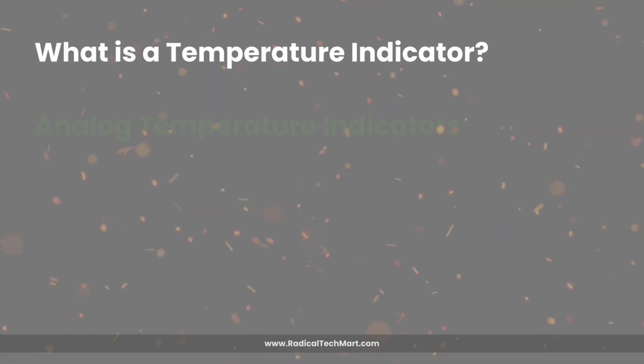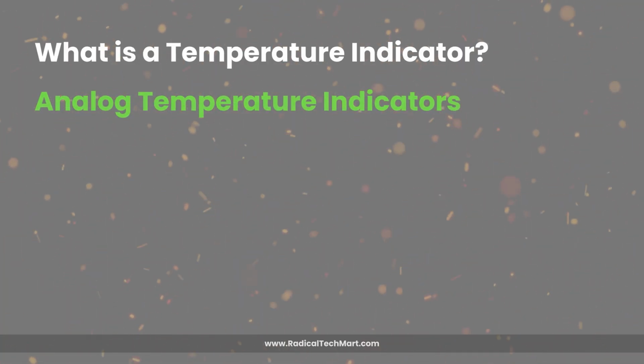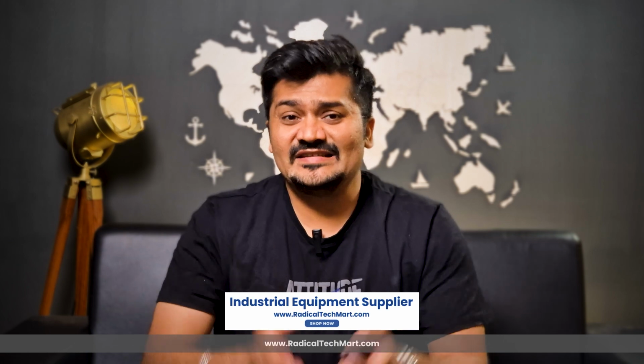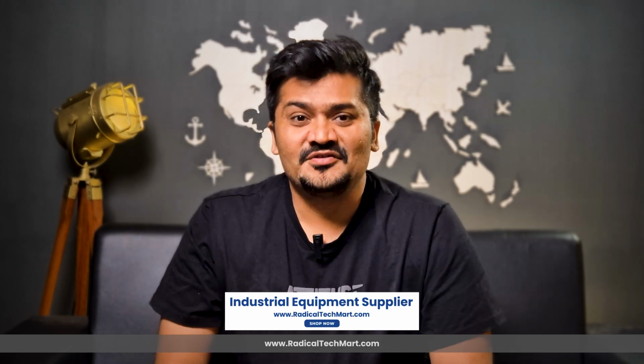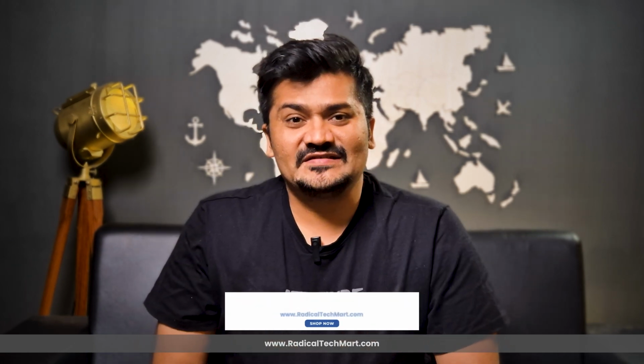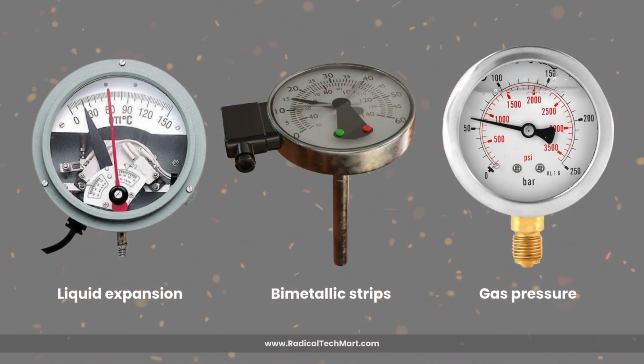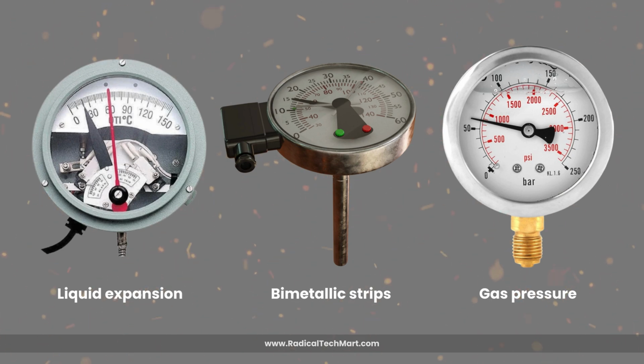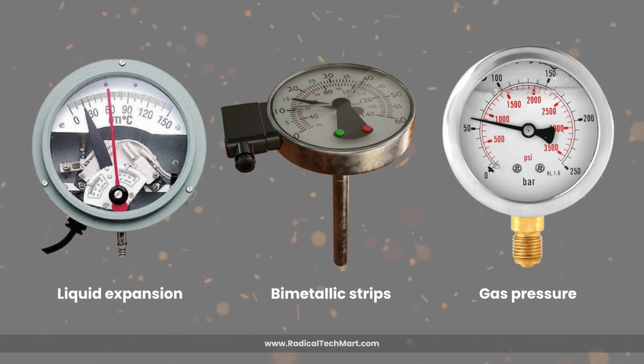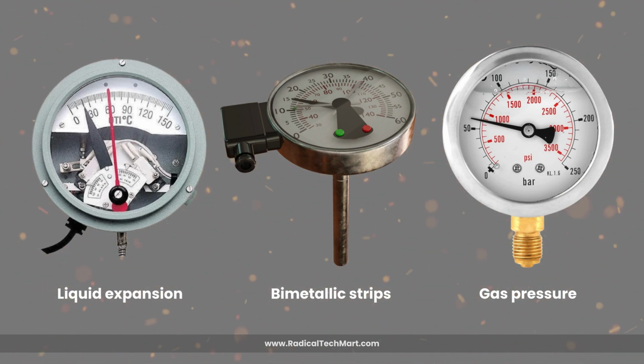Let's compare them. First, let's start with the analog temperature indicator. An analog temperature indicator is the traditional mechanical way to measure temperature. Now, let's check how they work. They use physical properties like liquid expansion, bimetallic strips, or gas pressure to indicate the temperature. The temperature reading is displayed on a dial or scale.